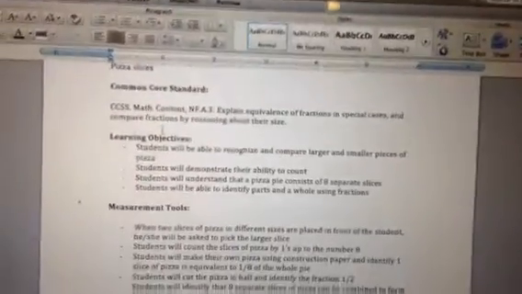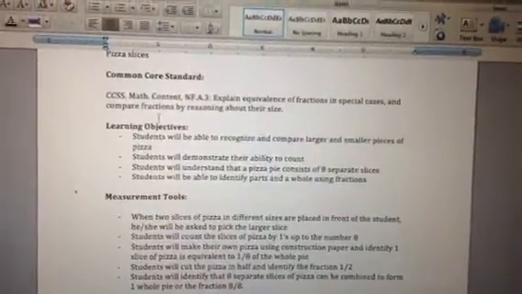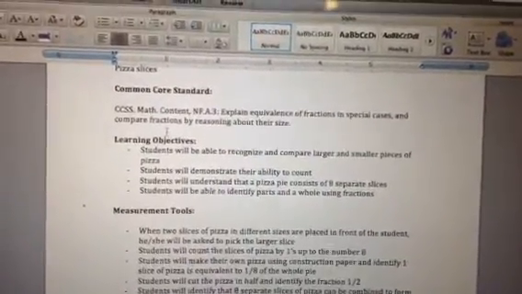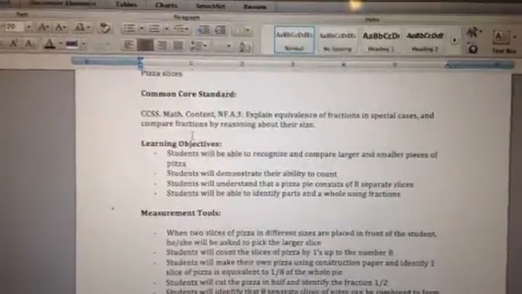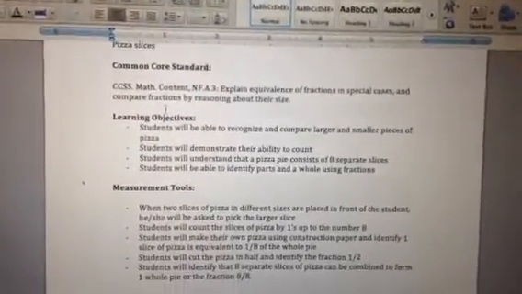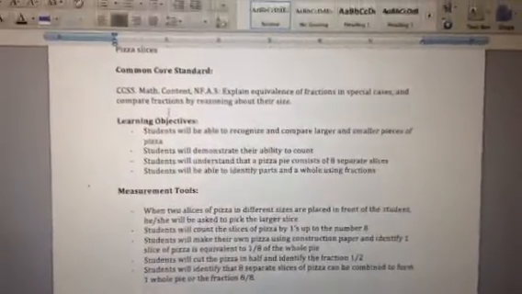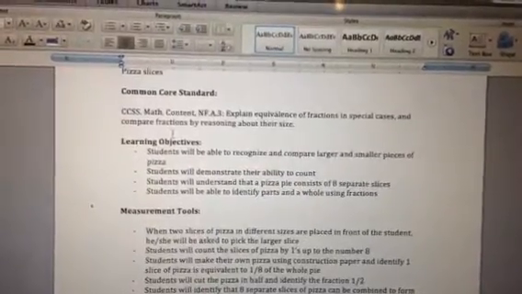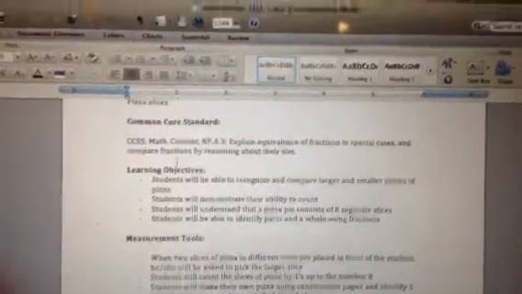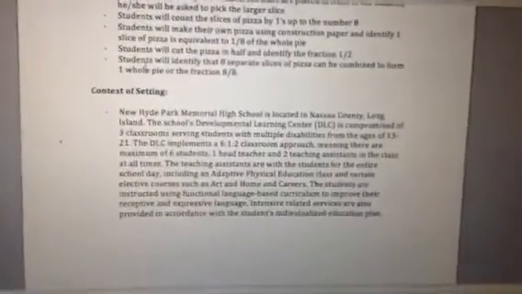Some of the measurement tools used in this lesson included students being able to differentiate when different slices are placed in front of them. They'll be asked to choose the larger slice. Students will count the slices of pizza by ones up to the number 8. Students will cut the pizza in half and identify the fraction 1/2. And they'll also identify that 8 separate slices of pizza can be combined to form one whole pie, or the fraction 8/8.